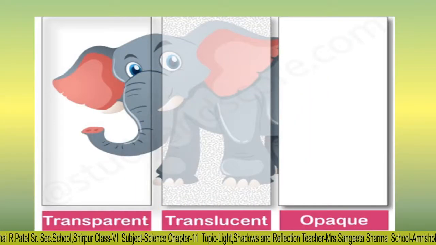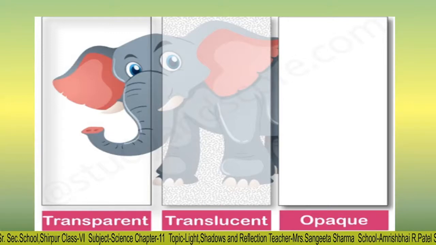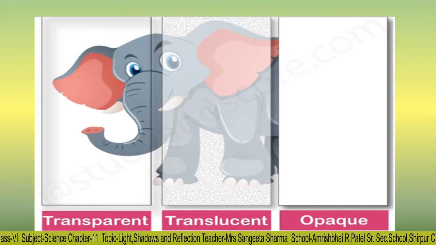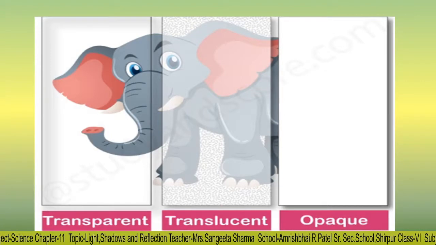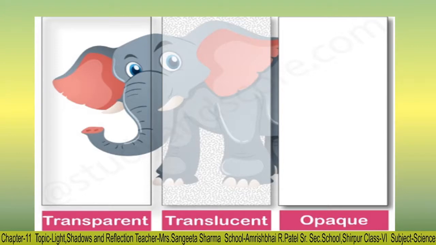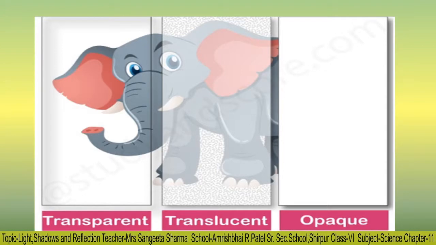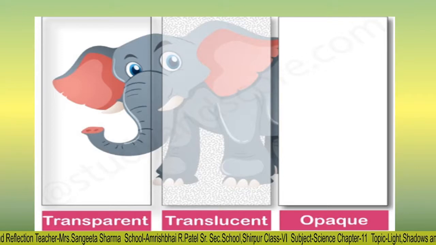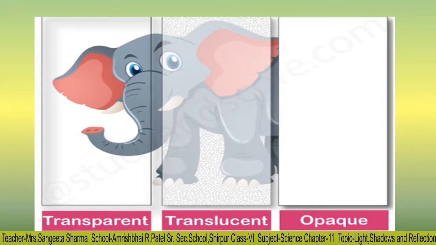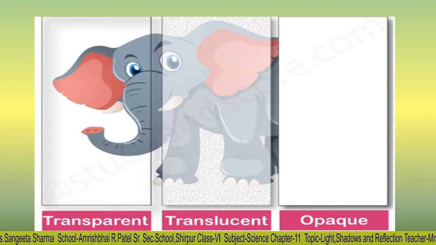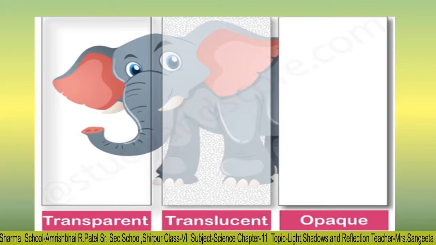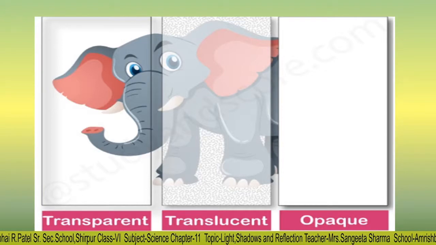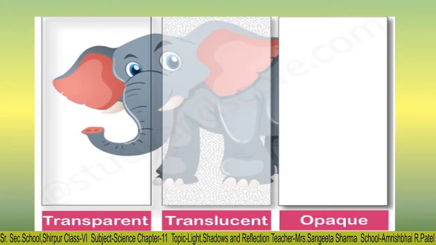Now in this figure you can see a picture of an elephant, and we have separated it into 3 columns: transparent, translucent and opaque. In the first column, if we are seeing the picture through a transparent object, we can see the picture clearly. In the second, we have translucent objects, and that's why the picture is not very clear. And with an opaque object you cannot see anything. What is behind that object, we cannot see. So that is an opaque object. We cannot see through an opaque object.